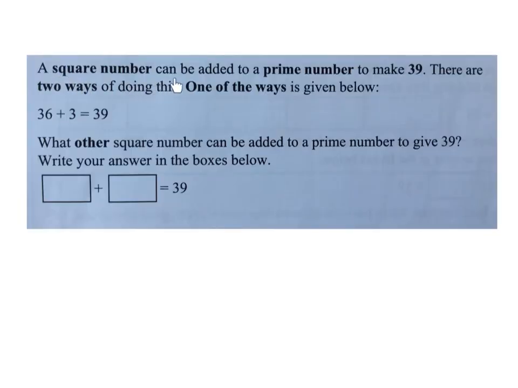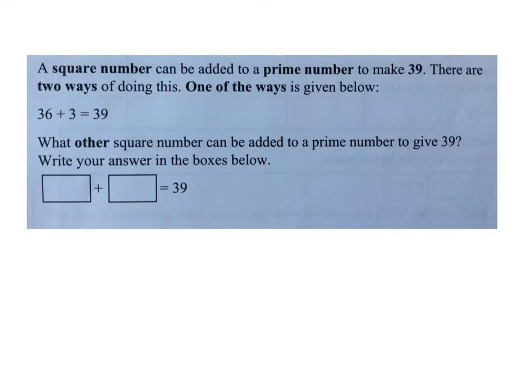A square number can be added to a prime number to make 39. There are 2 ways of doing this. One of the ways is given below. 36, which is our square number, 6 times 6, and 3, which is a prime number, add them together to get 39. What other square number can be added to a prime number to give 39?